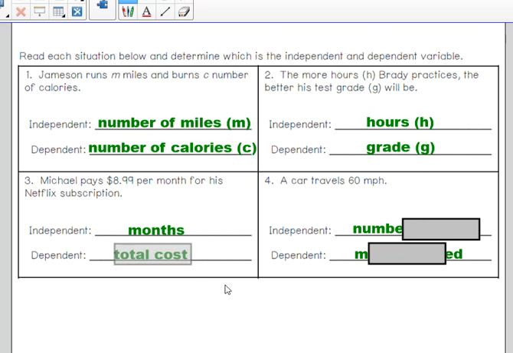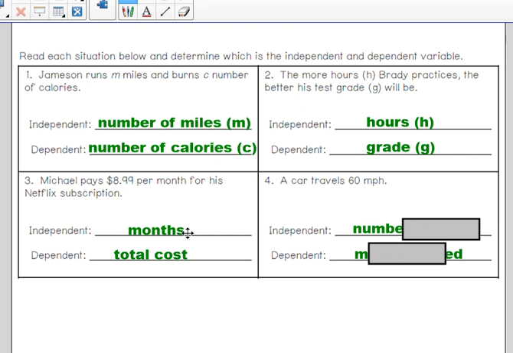So the cost is dependent upon the length of his subscription, all right? Remember how we talked about how time is very often your IV? Well, that shows itself here in number two. Hours is a measure of time. It also shows itself here in number 3. Months is a measure of time, okay?